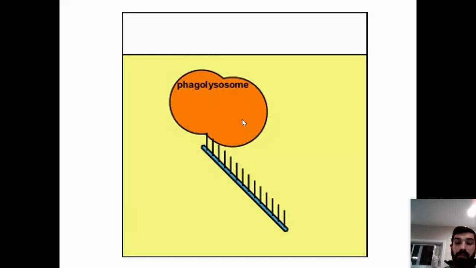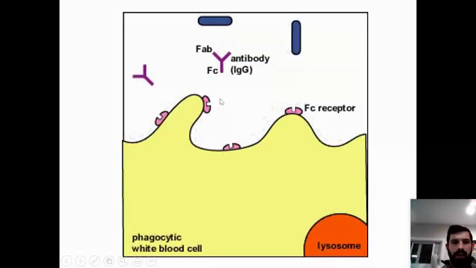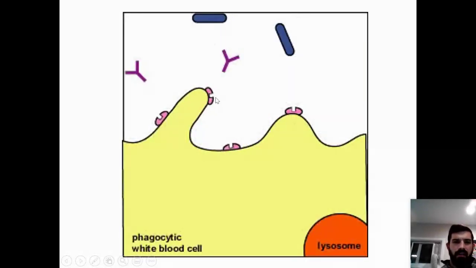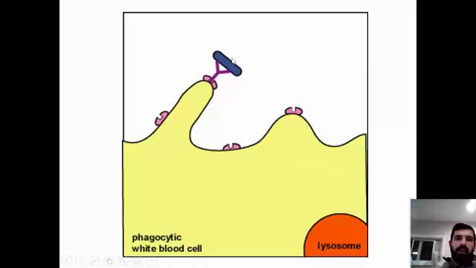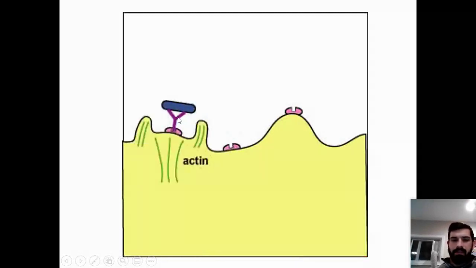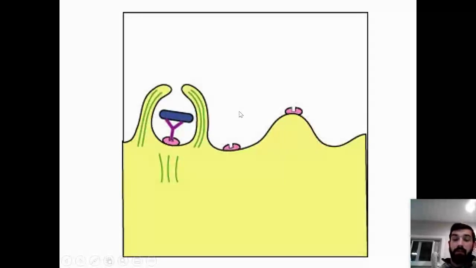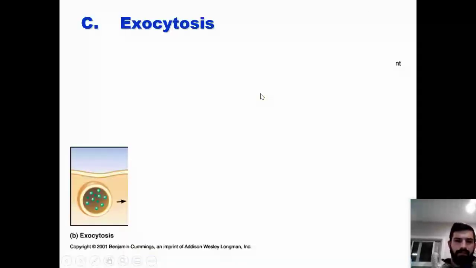In this case, it's more specifically called phagocytosis because this growth that's coming off of the cell is called a phagocyte, and it's just one type of endocytosis. There's another type called pinocytosis, which will be gone over in a moment. Or I'm sorry, pinocytosis was just regular endocytosis.